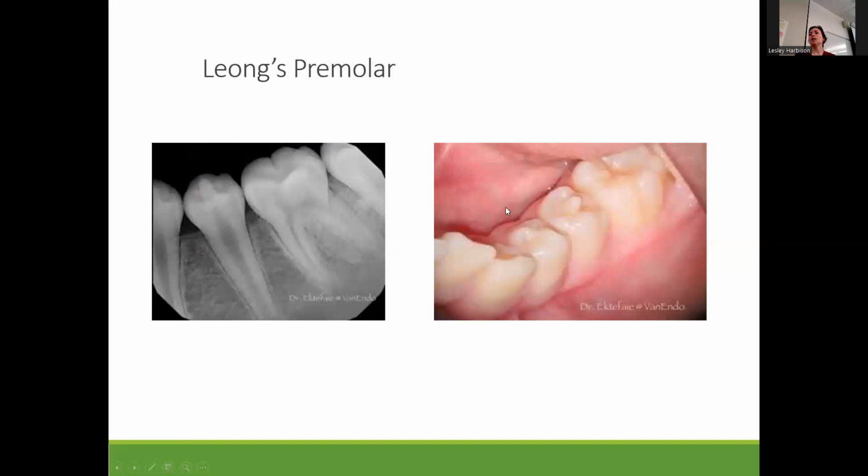And then for the Leong's premolar, you can see a little spike, like a little extra. And you can see it really well here. Here it's like a little bump of enamel instead of a groove.